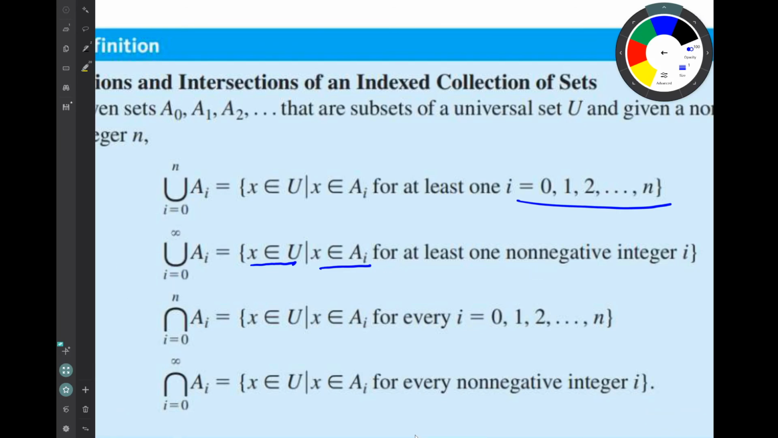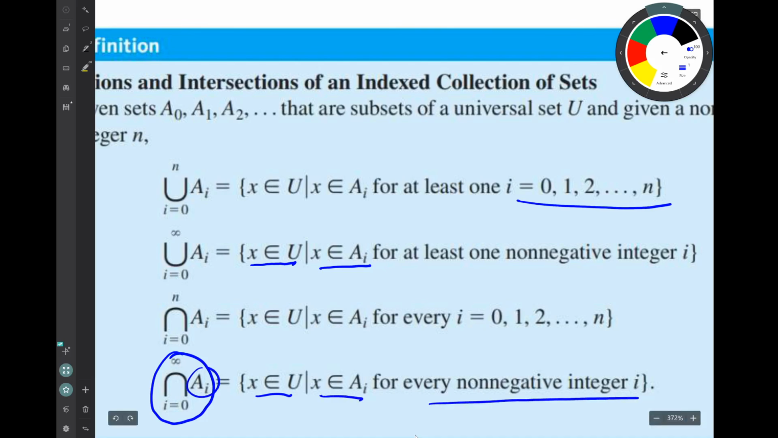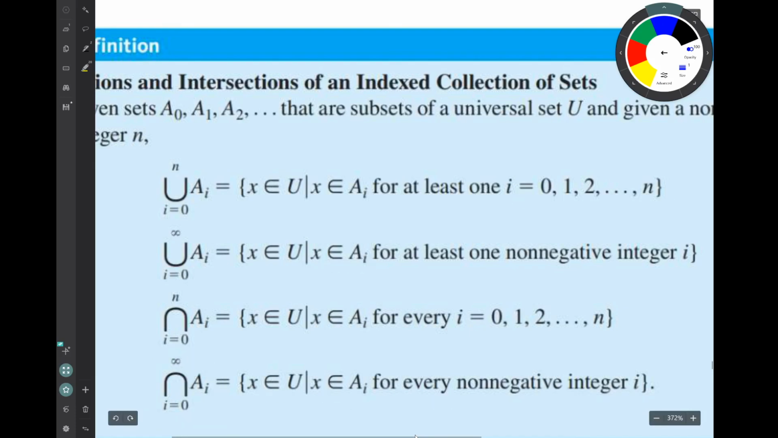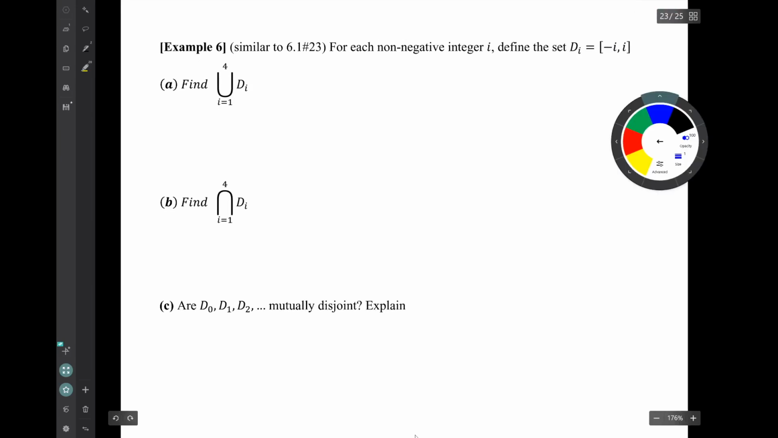The intersection of an infinite collection of sets would mean the set of elements of the universal set such that x is in every one of those sets in that intersection. So it sort of means the obvious thing. So for our last example, I want to consider this collection of sets, D subscript i, which are these closed intervals from negative i to i inclusive. So we're going to find various unions and intersections.